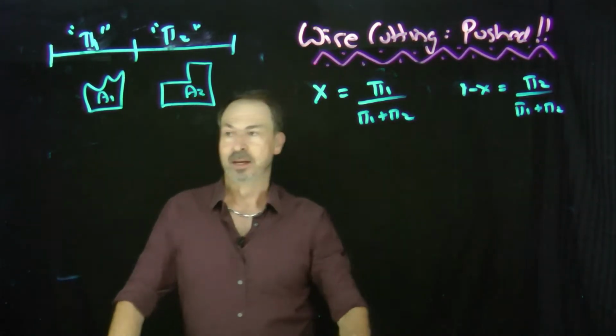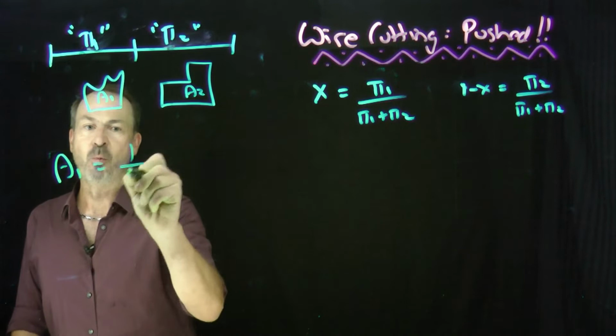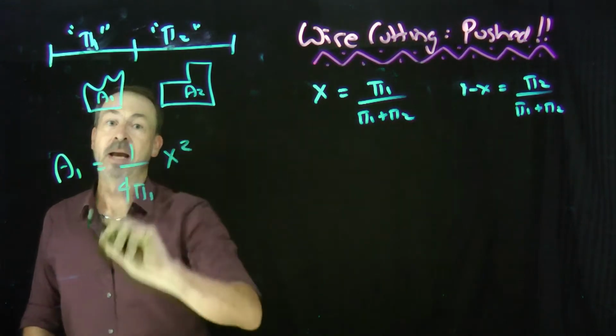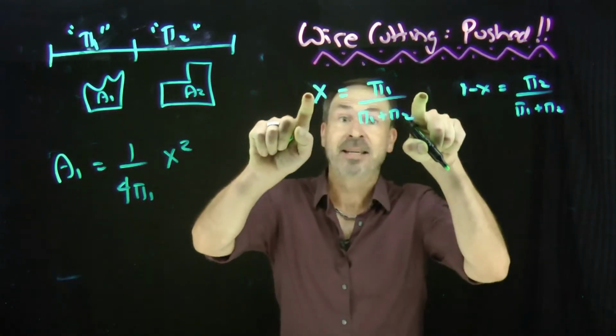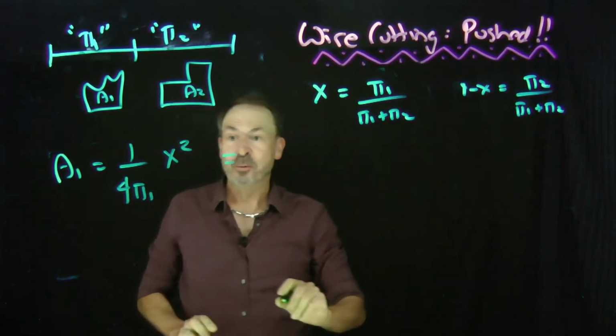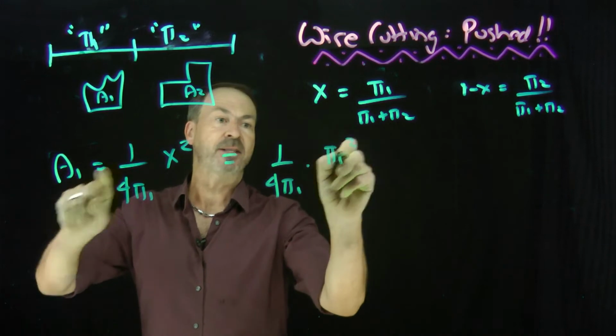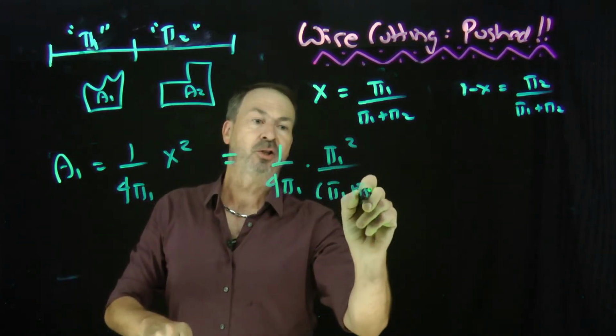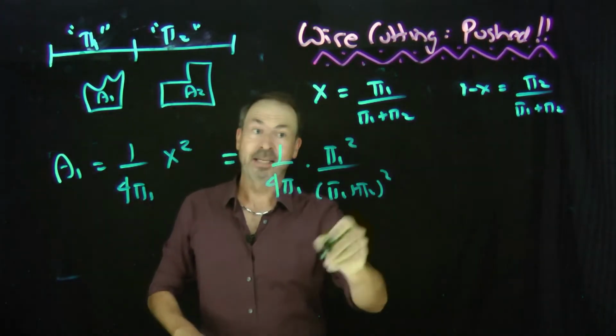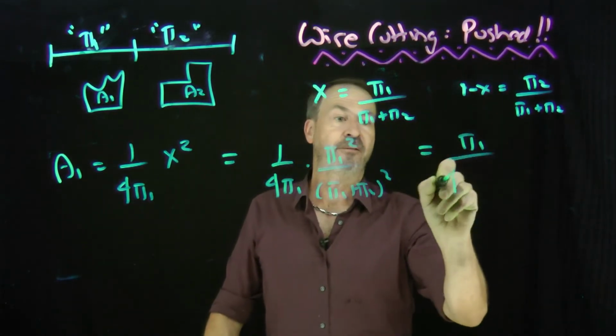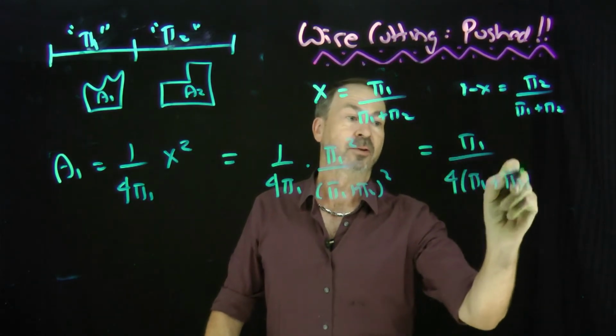All right, what I'm going to do now is actually work out those areas at that optimal situation. And I do remember area 1 was given by 1 over 4 pi 1 x squared in general. But at the minimum, x is going to be this value. So I can see in the optimal situation, area 1 is going to be 1 over 4 pi 1 squared over pi 1 plus pi 2 squared. I see a pi 1 cancels. This is pi 1 over 4 times pi 1 plus pi 2 squared.